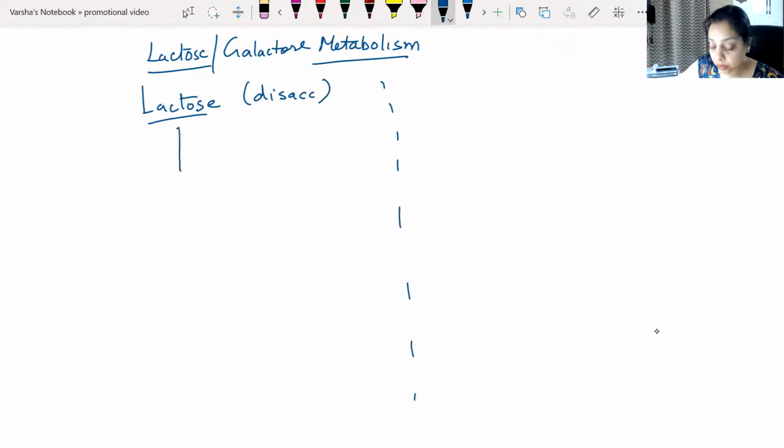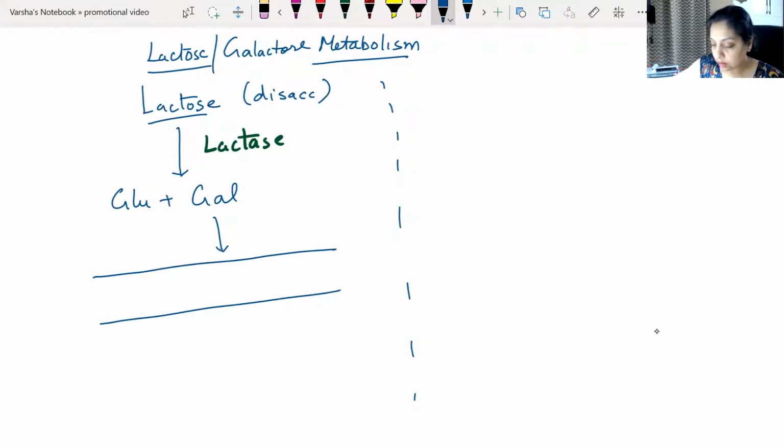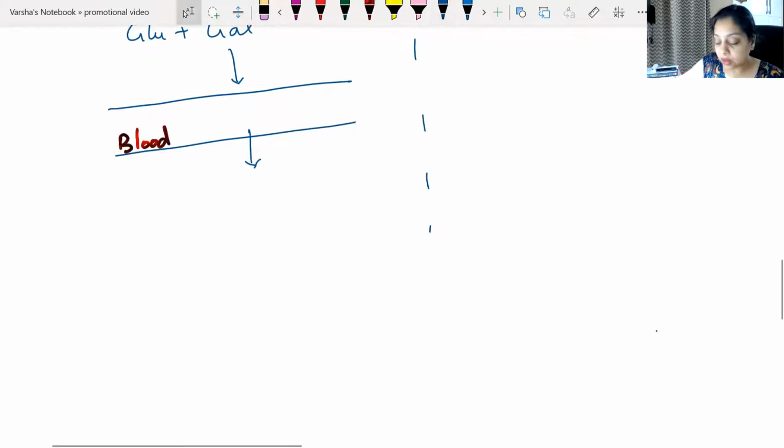Okay, so lactose in our body is broken down into glucose and galactose, right? And the enzyme involved here is lactase. Lactase is the enzyme that is involved here. Now, this galactose via your blood comes inside the cells, inside your organs, right?